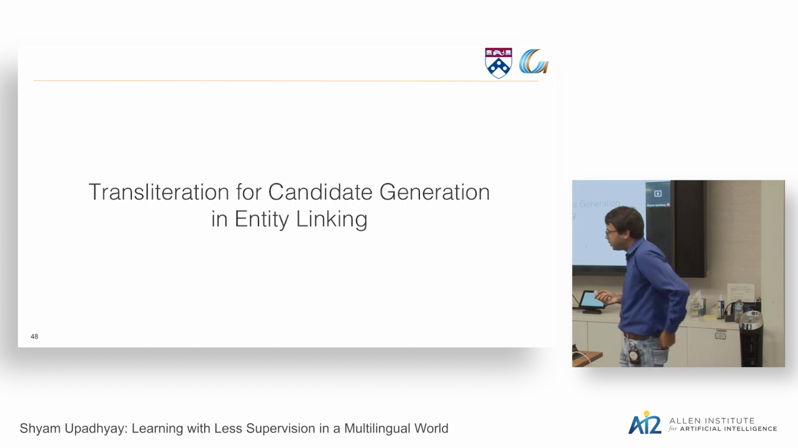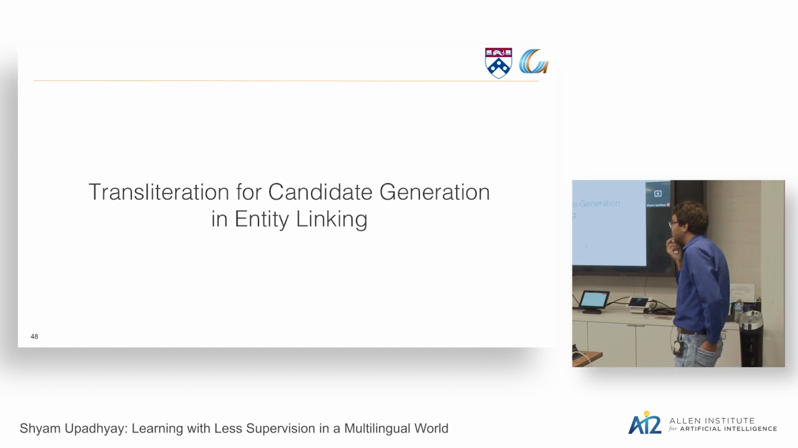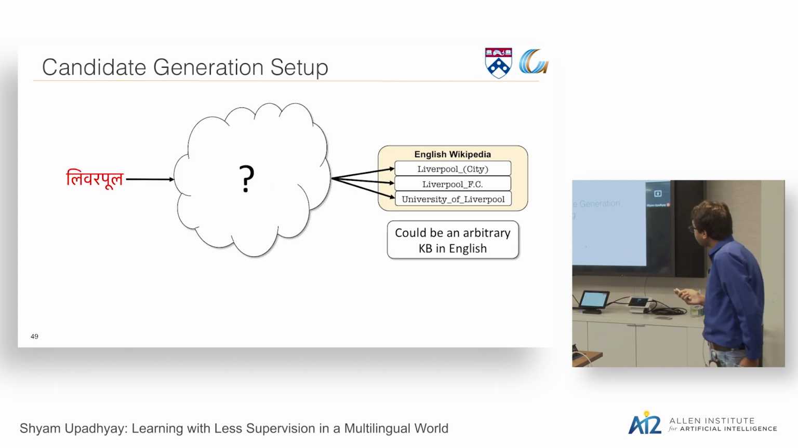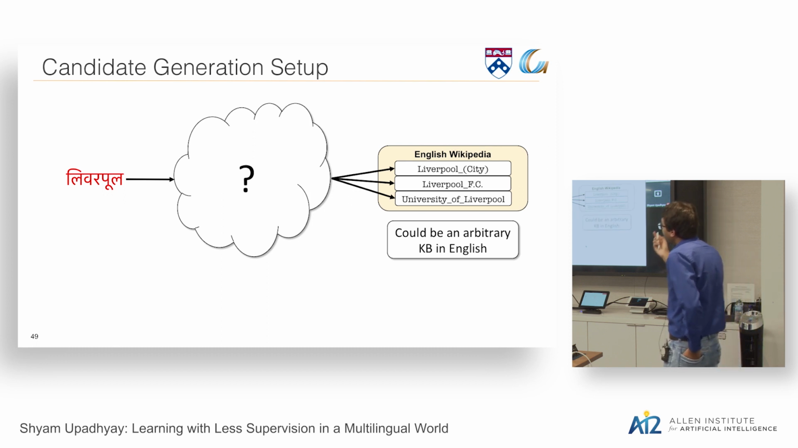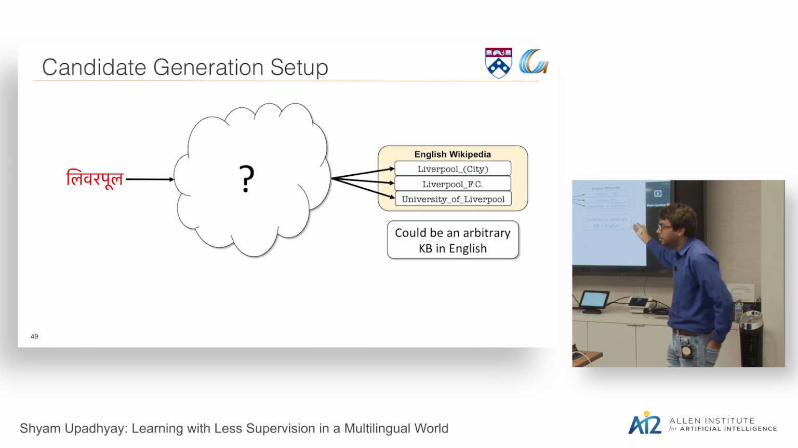And as the final experiment in this part, we are going to examine what we started off with as the motivation for transliteration: using transliteration for candidate generation. To remind you what the candidate generation problem was, you're given a string in a foreign language, and you want to identify candidates that you can ground to in a knowledge base in English, like the English Wikipedia.